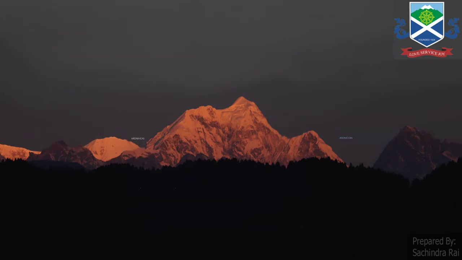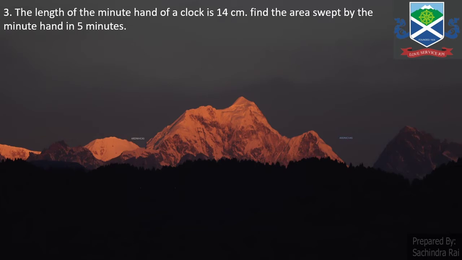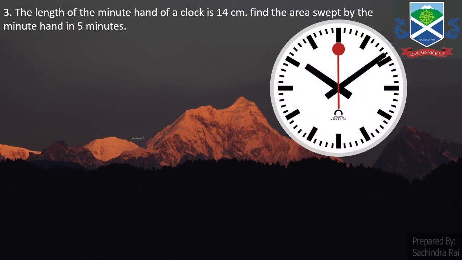Let us solve question number 3. The length of the minute hand of a clock is 14 centimeter. Find the area swept by the minute hand in 5 minutes. Let us consider this clock. We have this minute hand, which is 14 centimeter in length.